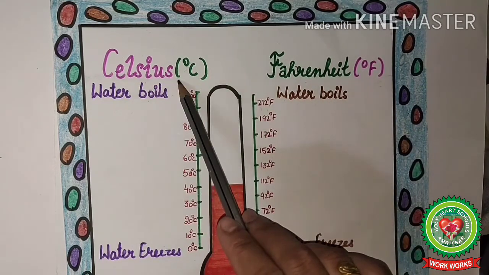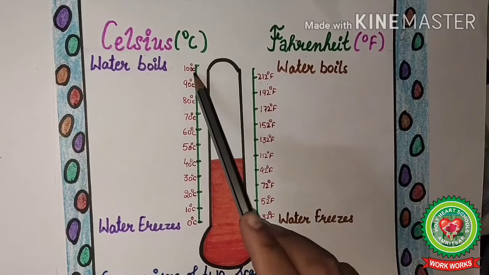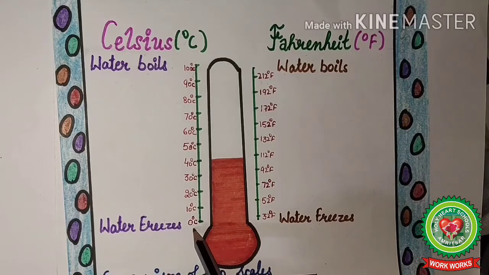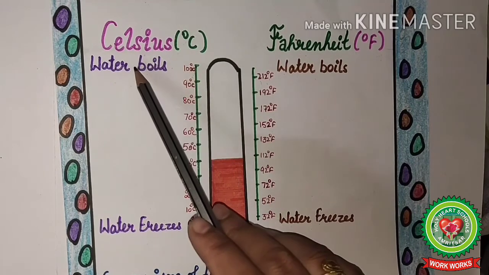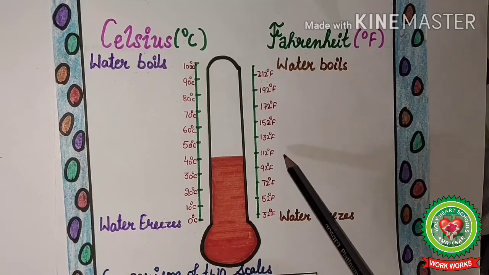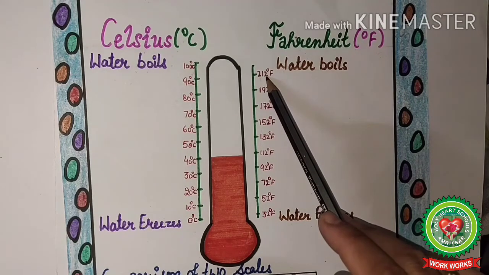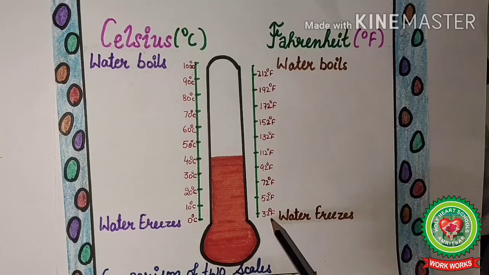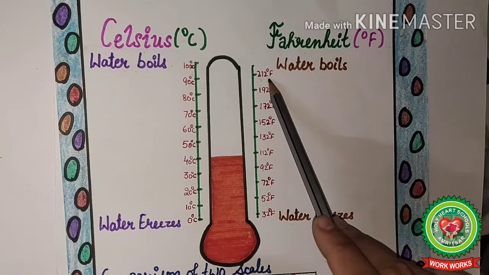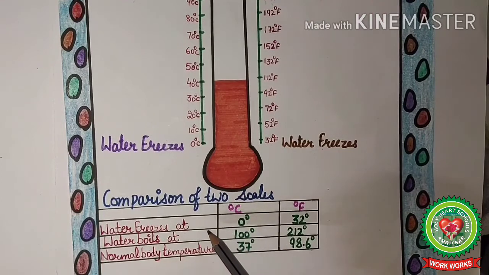The Celsius scale is known as the centigrade scale and is marked 0 degrees C to 100 degrees C. 0 degrees C indicates the freezing point of water and 100 degrees indicates the boiling point of water. In Fahrenheit it indicates 32 degrees F to 212 degrees F. 32 degrees F indicates the freezing point of water and 212 degrees F indicates the boiling point of water.